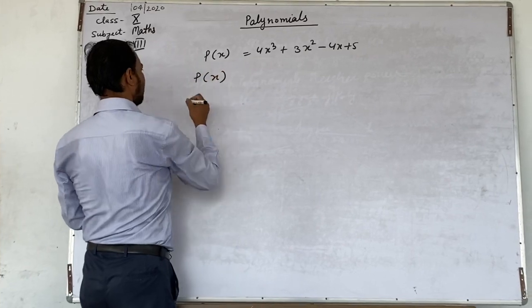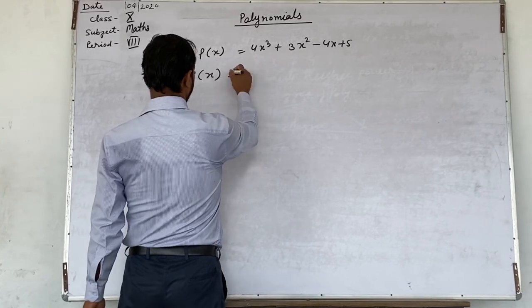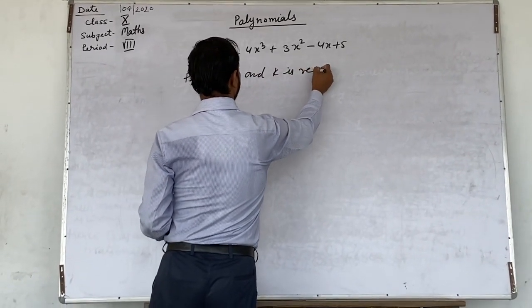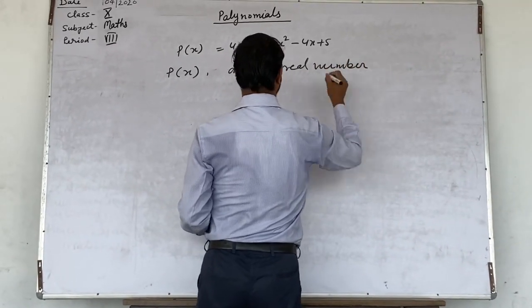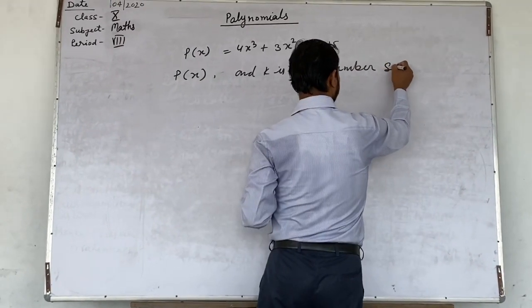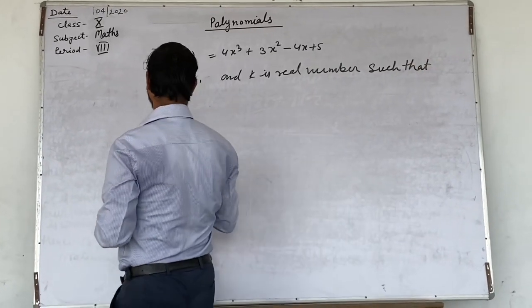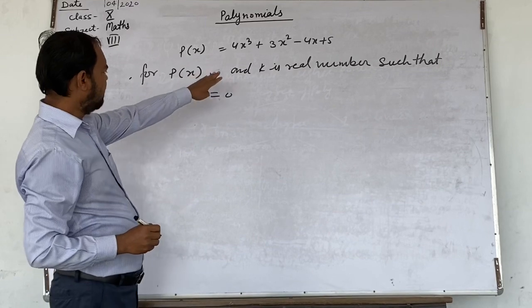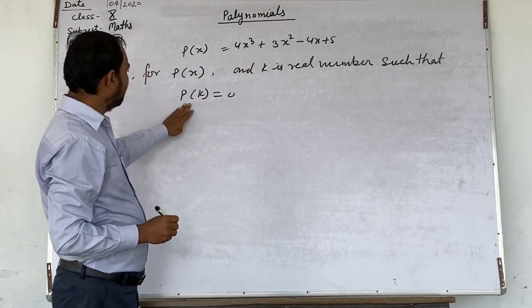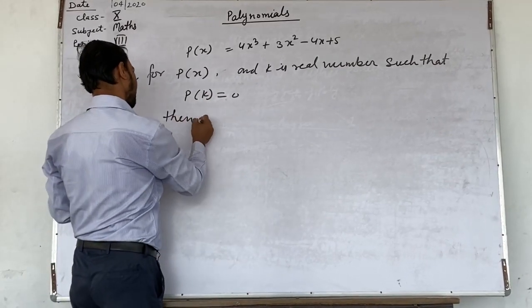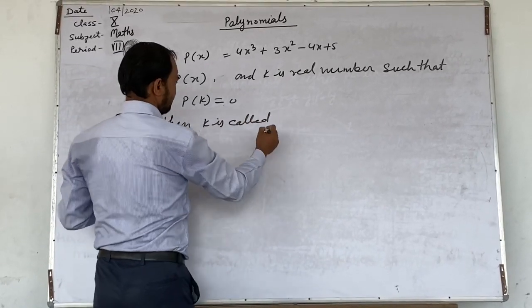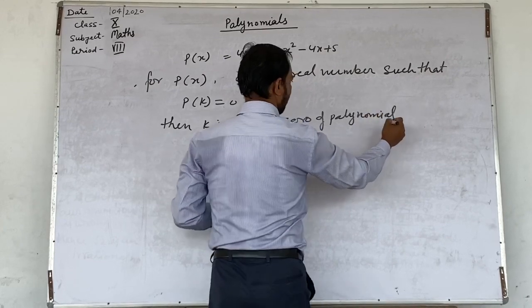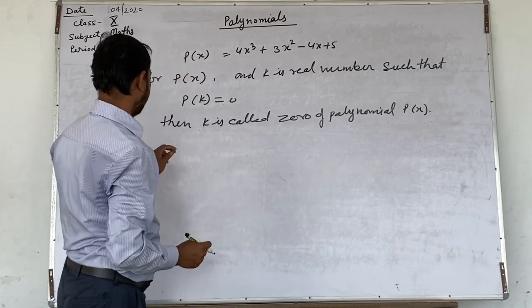So for any polynomial px, and k a real number, such that p of k equal to 0, then k is called a zero of the polynomial px. Right?